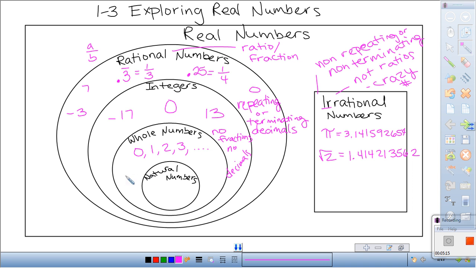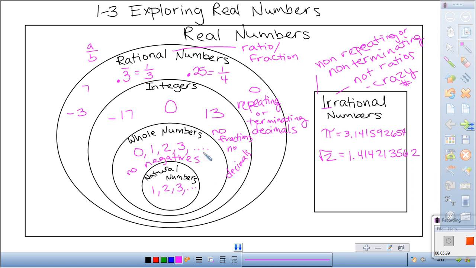So you can put that in here. No negatives. No negative numbers. And then we get down to natural numbers. And natural numbers, again, we're getting more specific, so we're leaving out more numbers. All natural numbers are whole numbers, also integers and rational numbers. But in natural numbers, we leave out 0, so we just have 1, 2, 3, etc. So no 0, no negatives, no fractions, no decimals.